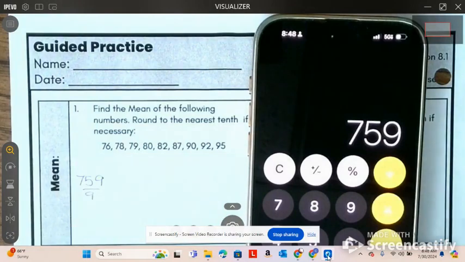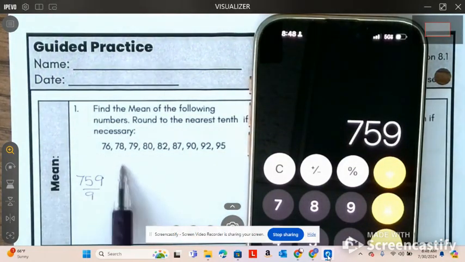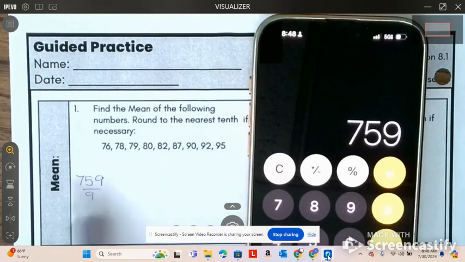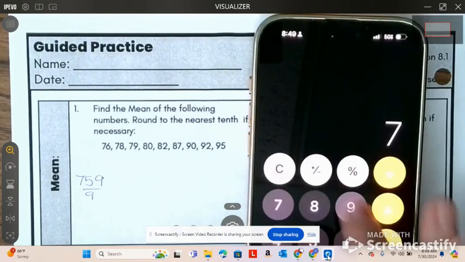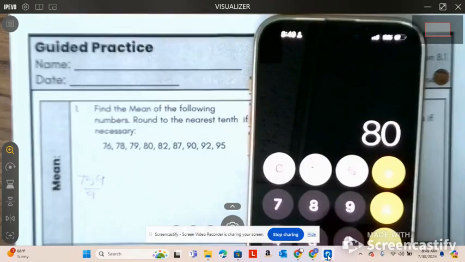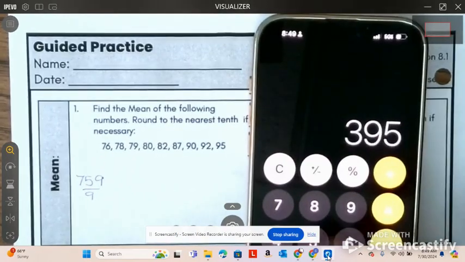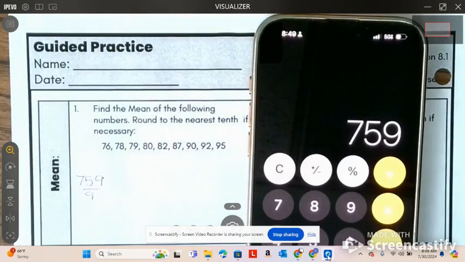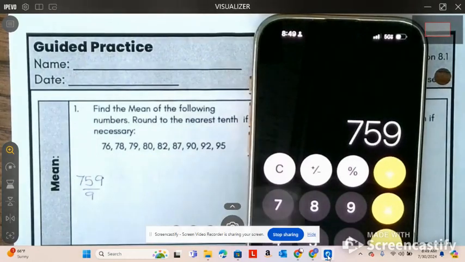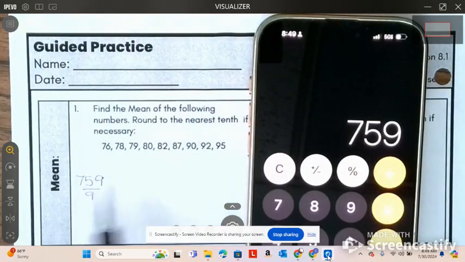I tend to do it twice just to make sure I didn't accidentally hit the wrong number. So I'm going to do it a second time to make sure I get that 759 again. So I'm going to say 76 plus 78 plus 79 plus 80 plus 82 plus 87 plus 90 plus 92 plus 95 equals. I got 759 again, so I'm relatively secure in the fact that I didn't accidentally move my finger wrong and get the wrong value when I added it the first time.